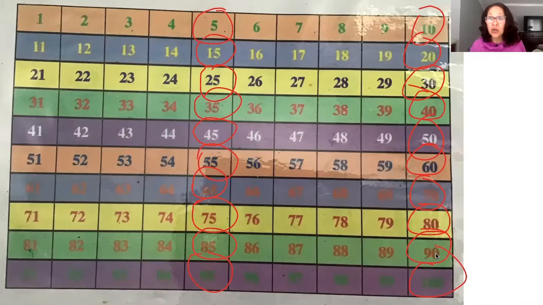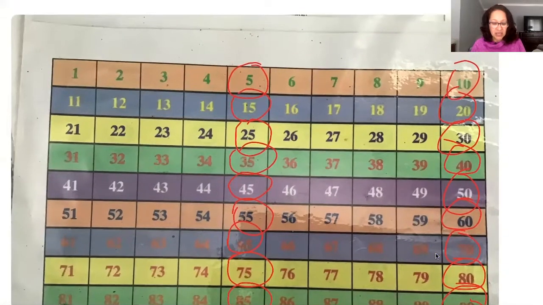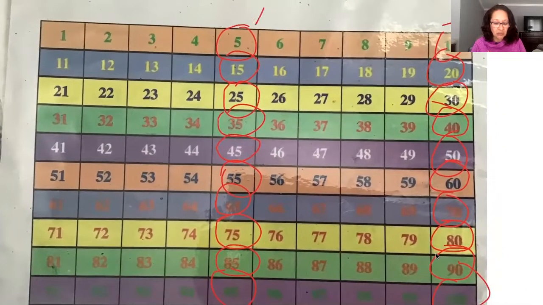Now, can you tell, what is the pattern that you see here? Remember, we've talked about there's a pattern if you're counting by fives. You can tell that in this column, all of those numbers end with a 5. And in this column, all of those numbers end in 0, right? I think you remember that from the last lesson.